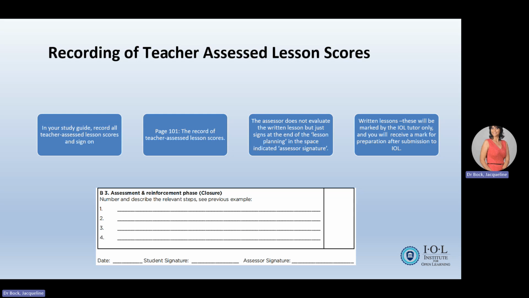In your study guide, record all teacher assessed lesson scores. We spoke about it. On page 101, you record the teacher assessed lesson scores. This is where you do the actual recording, and the assessor does not evaluate the written lesson. So they will not evaluate what you have prepared.